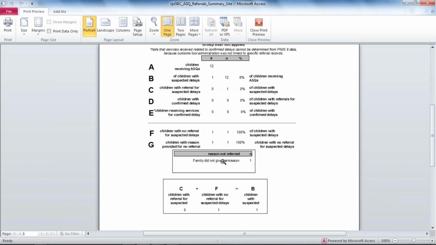Okay, so you subtract the number in the reason not referred from the number of children with suspected delays to do the calculation of what percentage with delays got a referral.